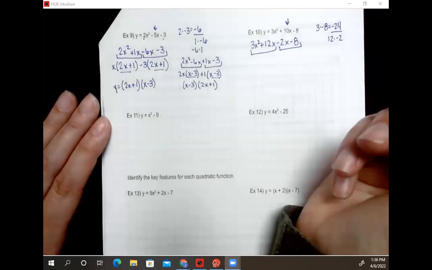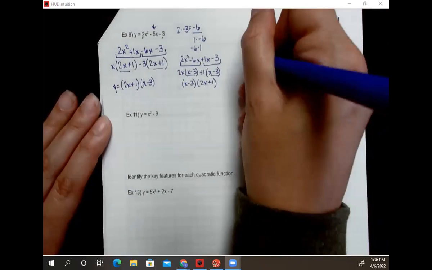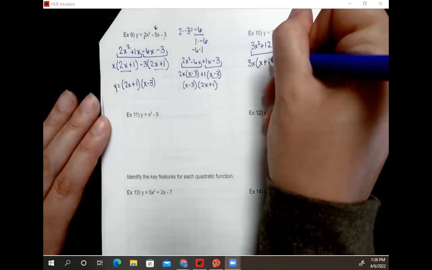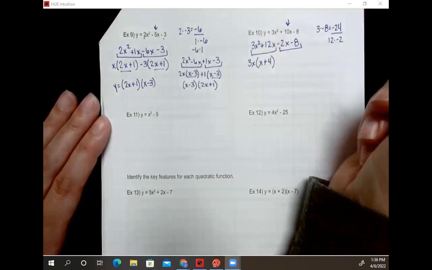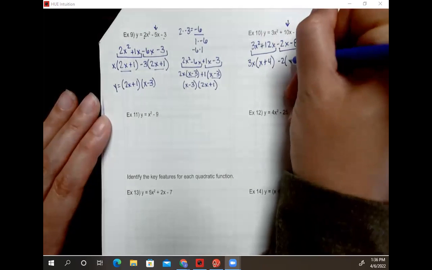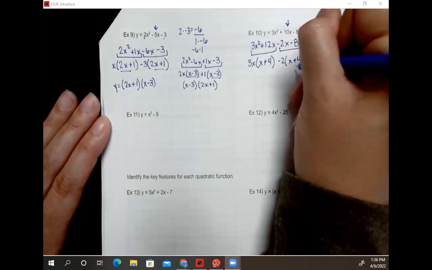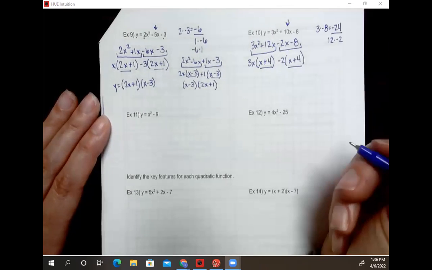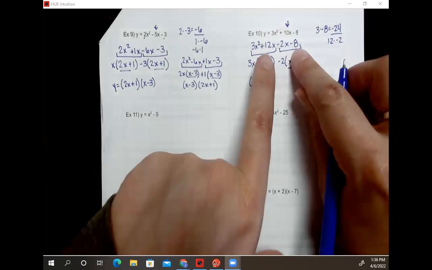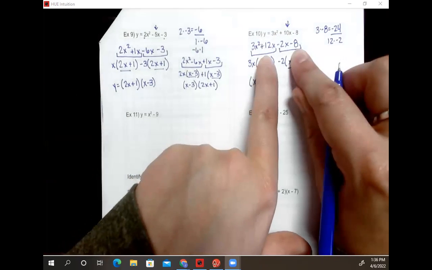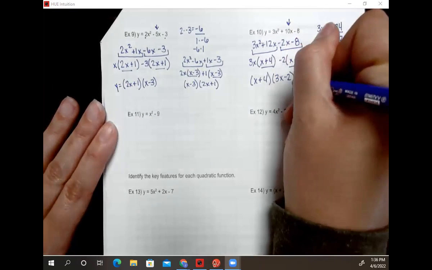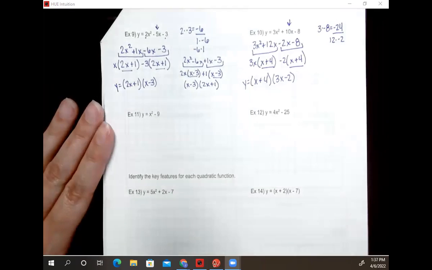What's the GCF for our first group? 3x. So when I factor out 3x, I'm left with x plus 4. How about my second group? Negative 2. When I divide negative 2 out of here, I get x plus 4. Again, stuff in parentheses should always be the same. Since it is, I get to pull that out. And then my other factor would be 3x minus 2. There's my factored form.